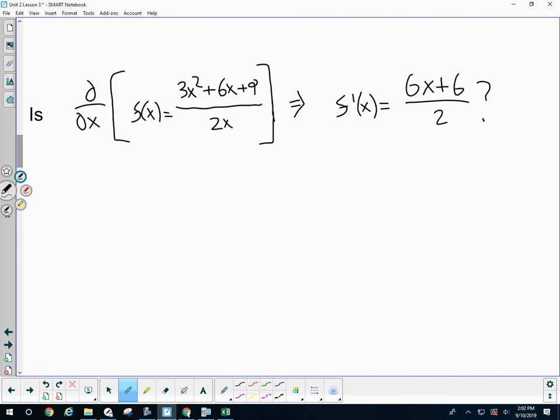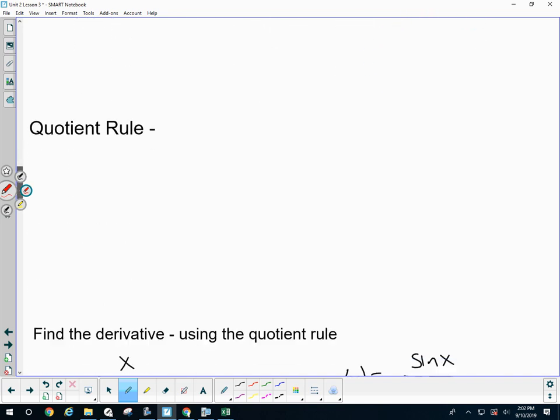Quotients. Like I showed you with x cubed over x squared, it does not work, taking the derivative of the top and dividing it by the derivative of the bottom. The derivative is not (6x plus 6) over 2. Now, I could show you exactly why by simplifying this first. I could divide each of these terms by 2x and then take the derivative, but I'm not even going to bother because I'm going to get straight to the quotient rule.